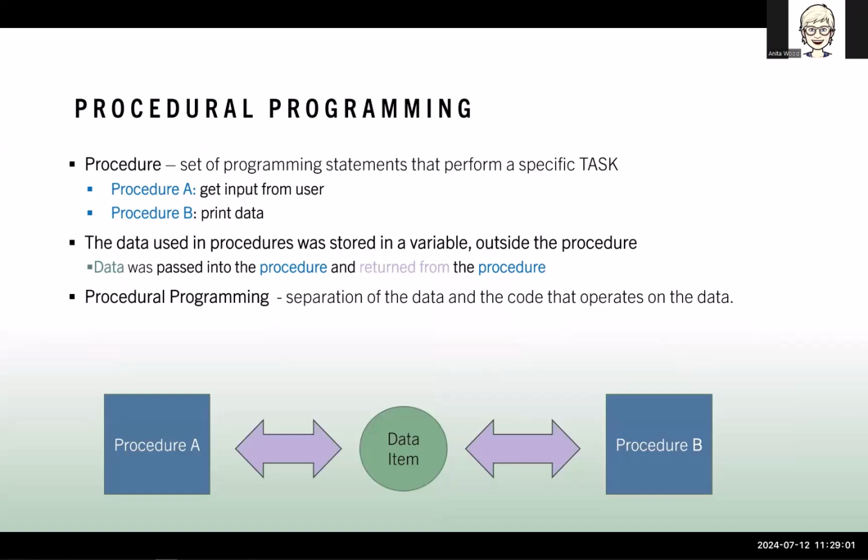The earliest programming languages were procedural, meaning a program was made up of one or more procedures. A procedure is a set of programming statements that, together, perform a specific task. The statements might gather input from the user, manipulate data stored in the computer's memory, perform calculations, or any other operation necessary to complete a task. Procedures typically operate on data items that are separate from the procedures. So in a procedural program, the data items are commonly passed from one procedure to another, as we see here.